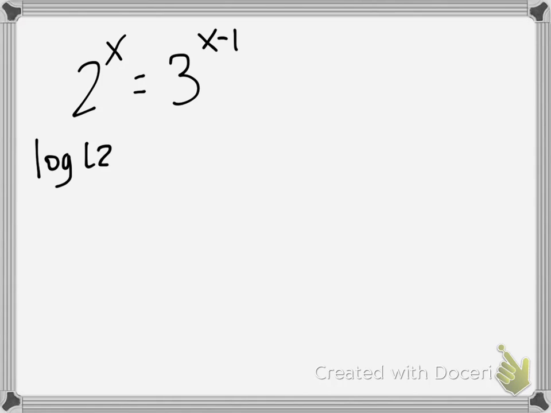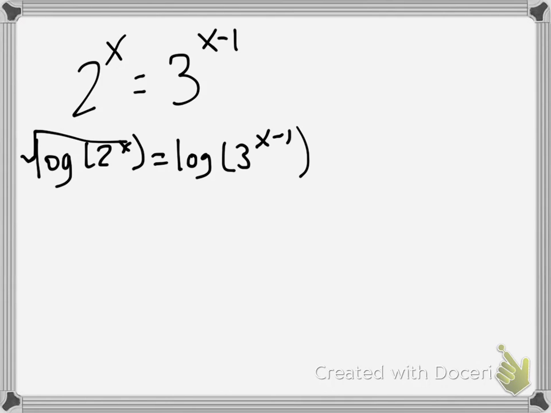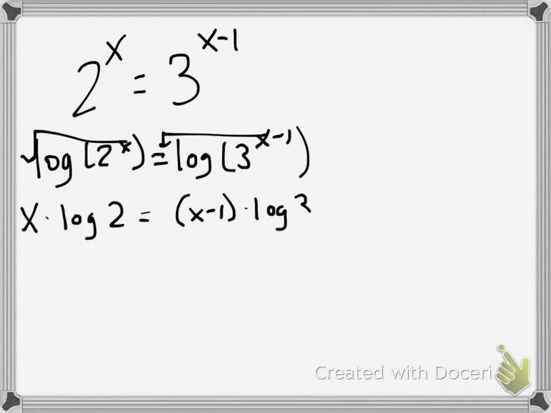So now we have log of 2 to the x equals log of 3 to the x minus 1. We'll bring both of those exponents out in front of their respective logs. So I get x log 2 equals x minus 1 times log 3.